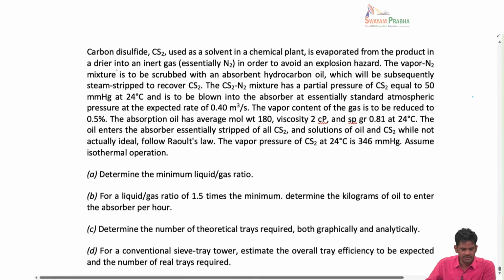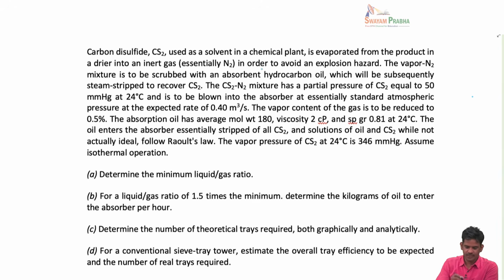Okay, so here it goes. Carbon disulfide, CS2, used as a solvent in a chemical plant, is evaporated from the product in a dryer into an inert gas, essentially N2. So from this statement, we know that the carbon disulfide is the solute and nitrogen is the inert gas.